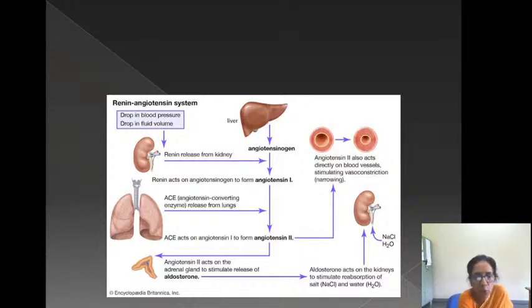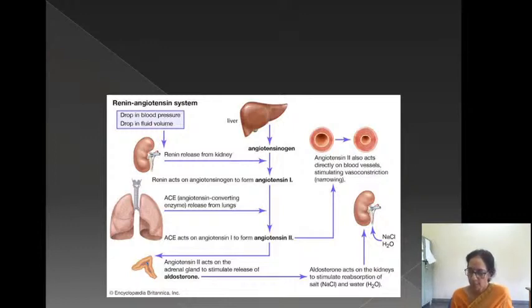Angiotensin 2 also acts on the adrenal gland to stimulate the release of aldosterone. What is the function of aldosterone? Aldosterone acts on the kidneys to stimulate reabsorption of salt and water. One more thing: angiotensin 2 also stimulates your thirst center. Whenever the thirst center is stimulated, we feel thirsty and we take a lot of water. This will increase your blood volume. So this is how the renin-angiotensin system is an intermediate mechanism in case of shock.